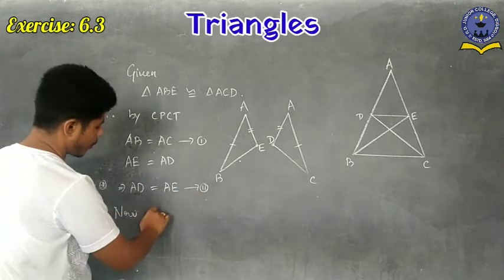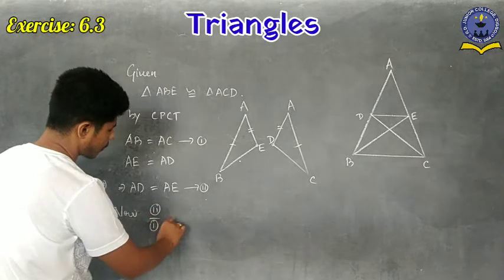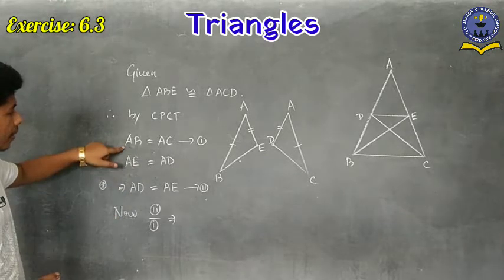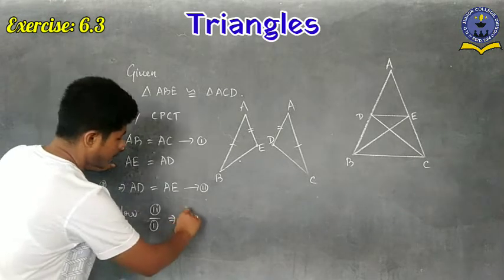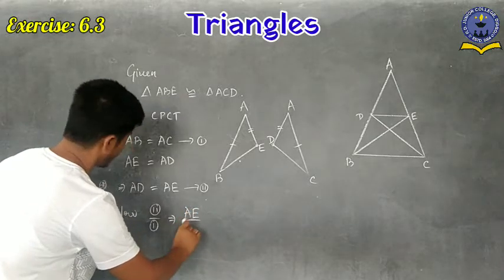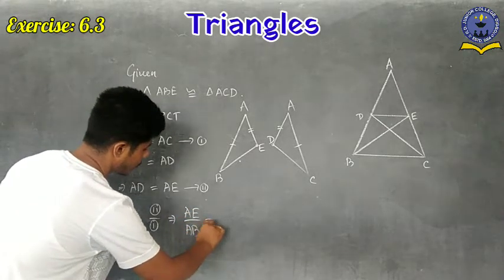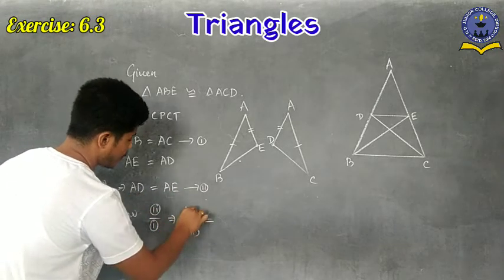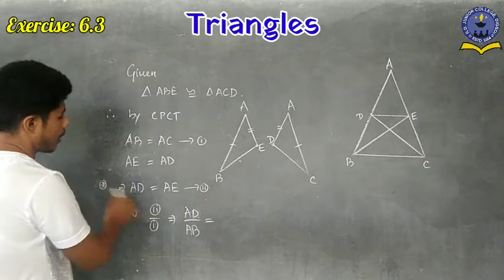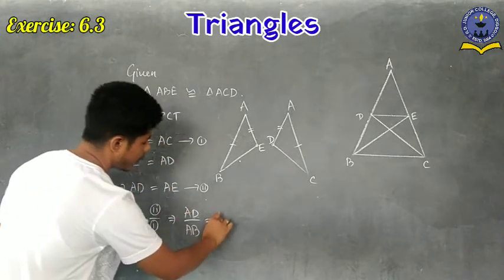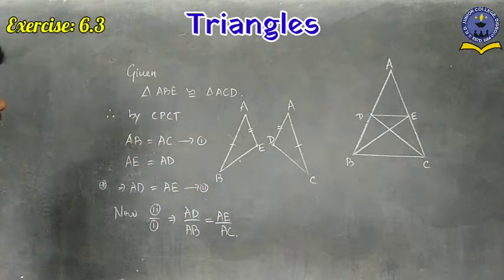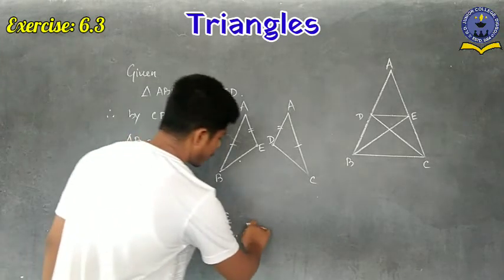Here we have to do 2 divided by 1. If you see the result 2, AD here on the left hand side is over AB. So we write AD by AB, and on the right hand side we write AE by AC. Is it clear? AD by AB is equal to AE by AC. So we put this as equation number 3.